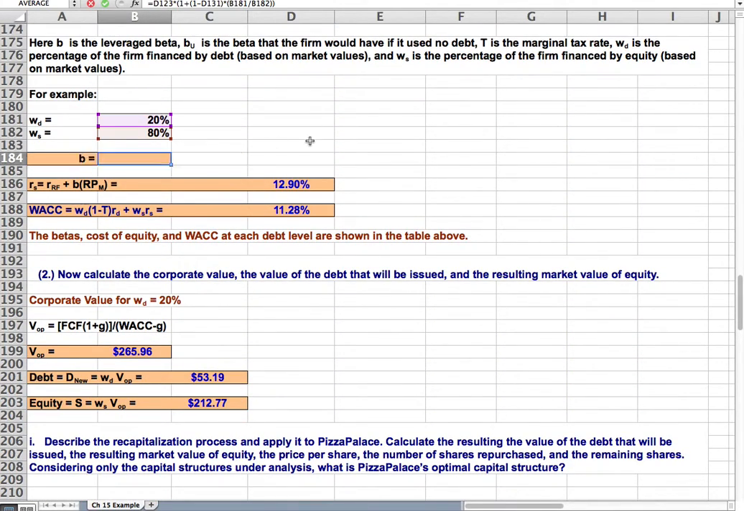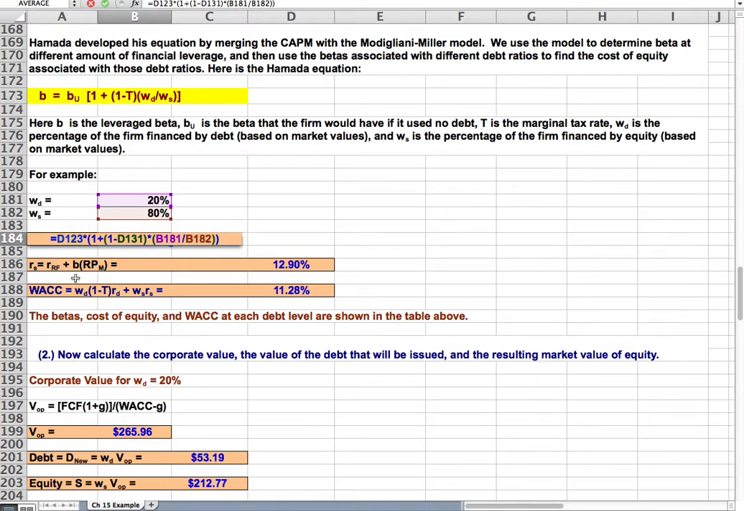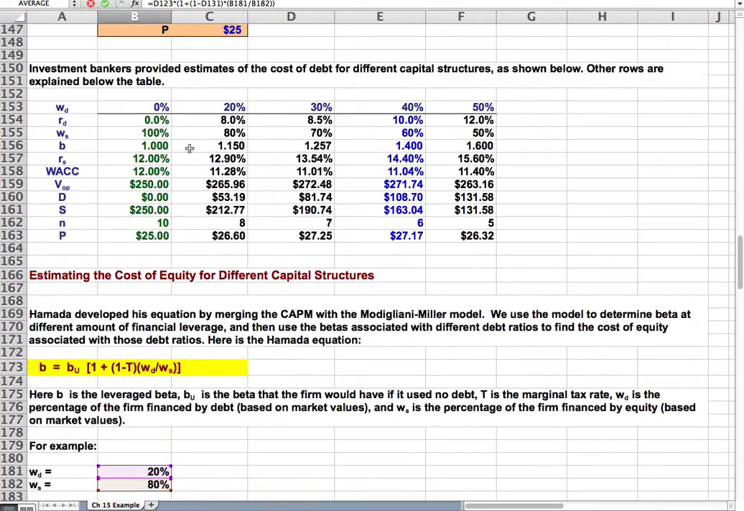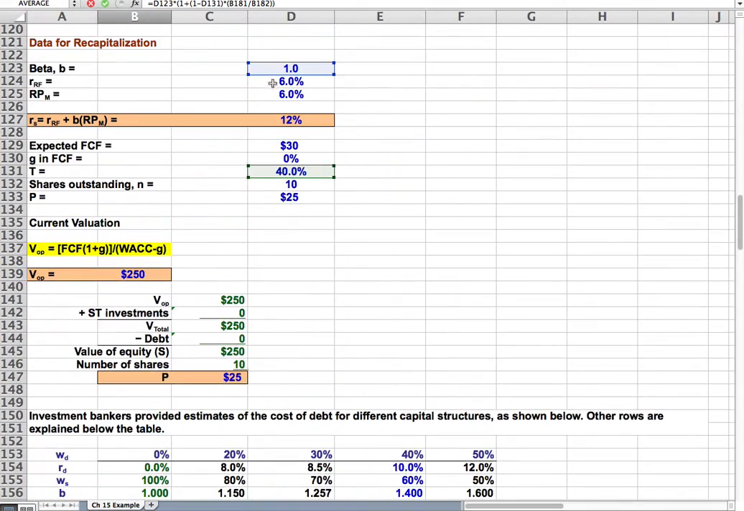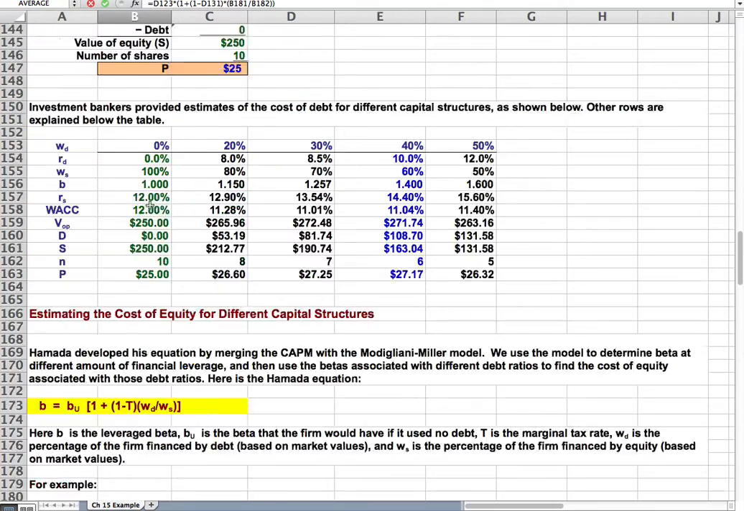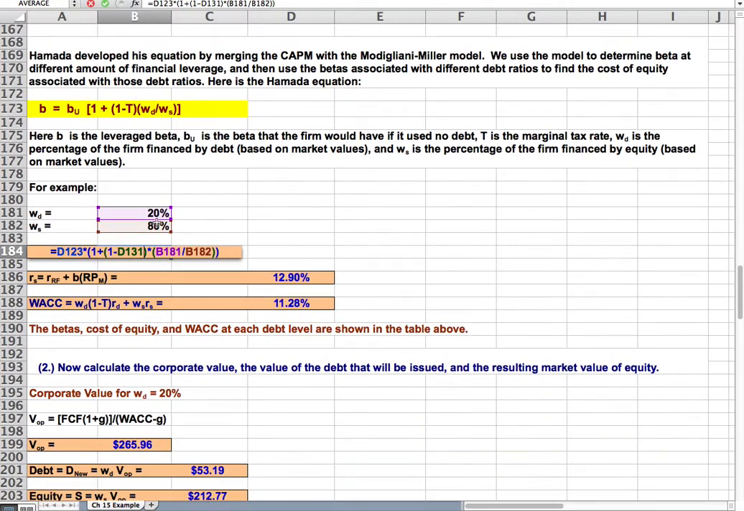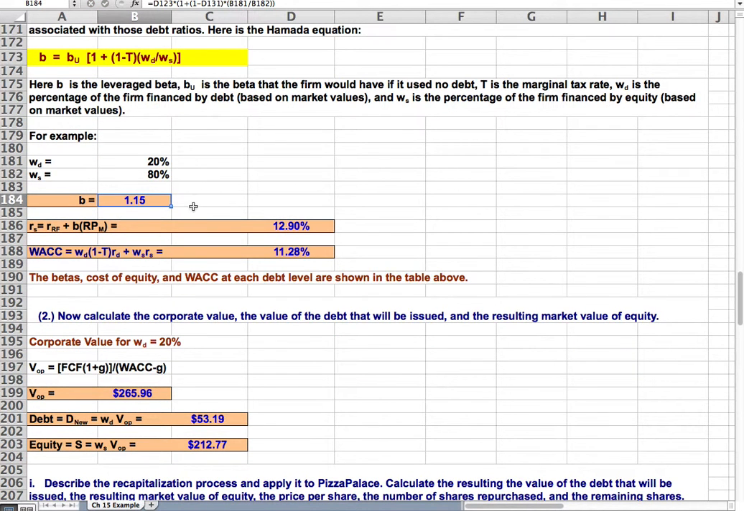Beta, using the formula, is unlevered, D123, right there. And then times 1 plus 1 minus the tax rate, which was the 40%, times B181, debt, divided by equity, B182. When we do that, our new beta is 1.15.